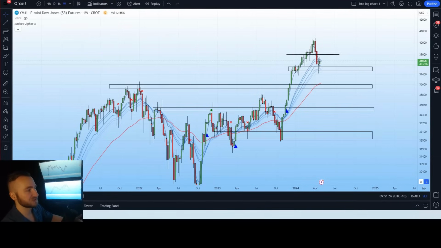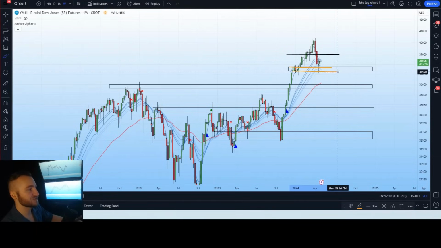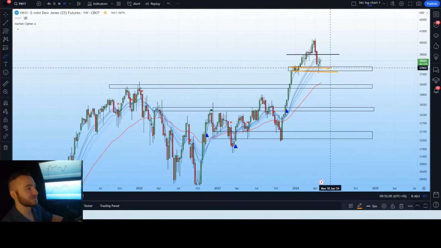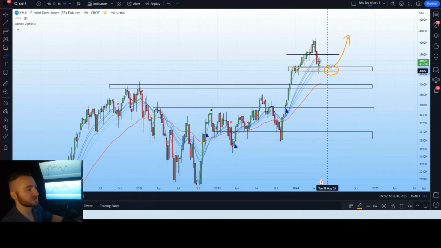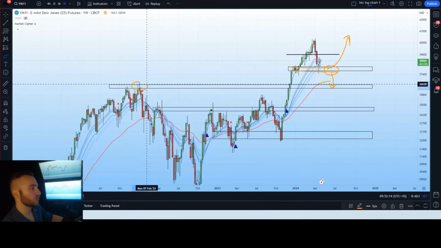Exactly the same goes with the Dow Jones over here, provided we remain above our high time frame support at 37.7. We are expecting macro continuations upwards. Only if we lose a weekly candle below this level would we then expect a correction to the 50 EMA or the 2021 high point.